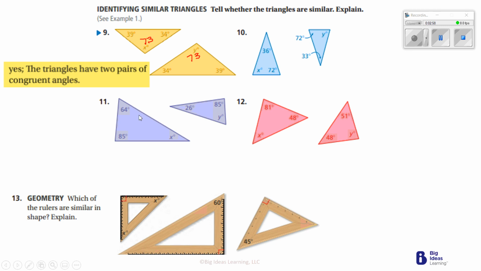Number 11 is next. This time we have 64, 85. Over here I have 85 and I have 26. Now you might say automatically that they are not the same, but remember all triangles equal 180. So we can take 85 and 64. That's going to give me, well, 4 and 5 make 9. And 6 and 8 make 14. So now we have to take 180 minus 149, and that's going to give us 31. So x has to equal 31.